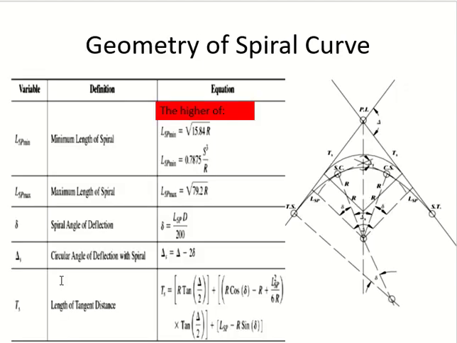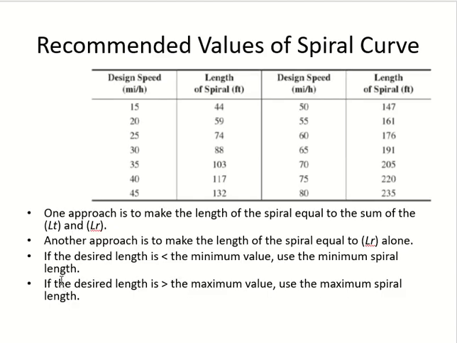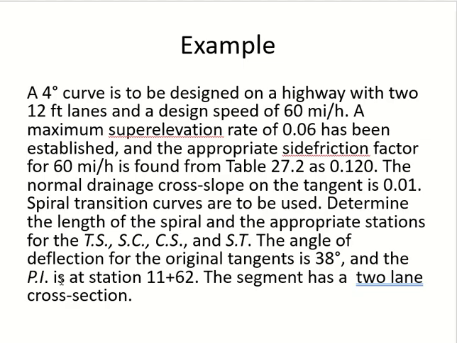Okay, to find out the length, I need what? I need two things, right? Speed and radius. Okay, speed is given, 60. Radius, for radius, I have what? Which parameter will give me the radius? Which angle are you talking about? 38 or 4? 4 degree. Okay, the degree of the curve.